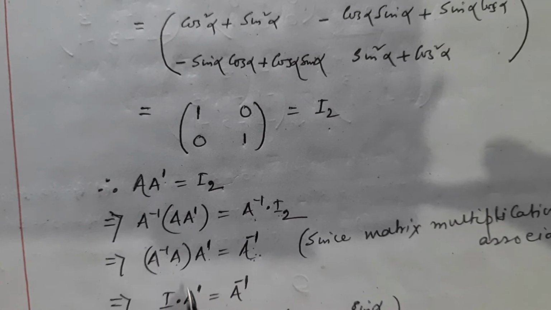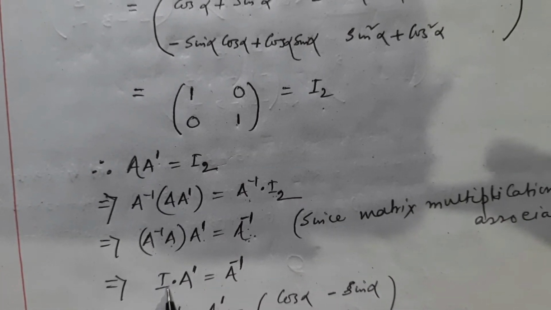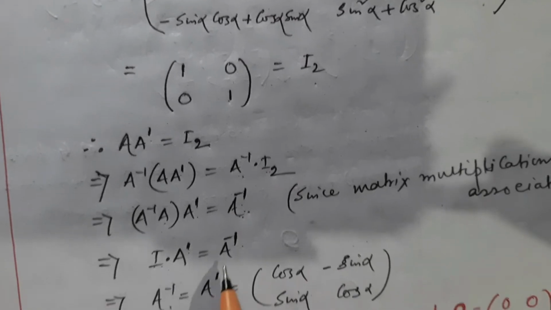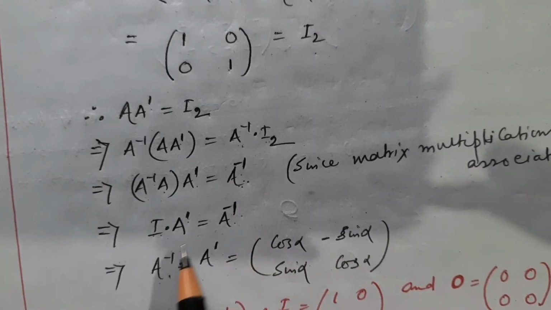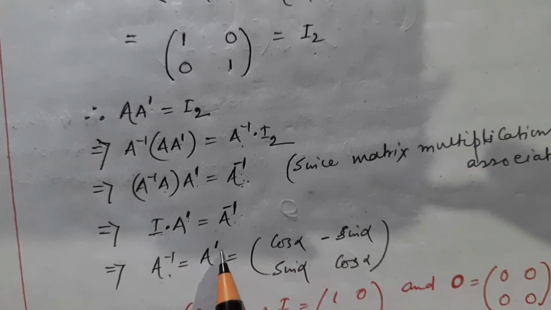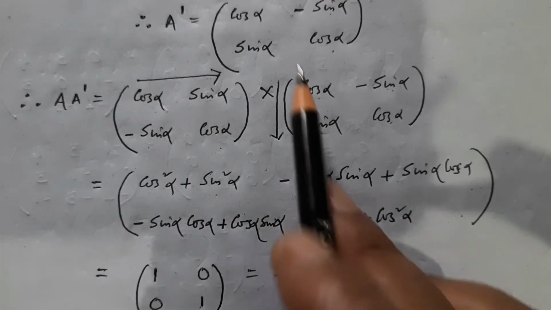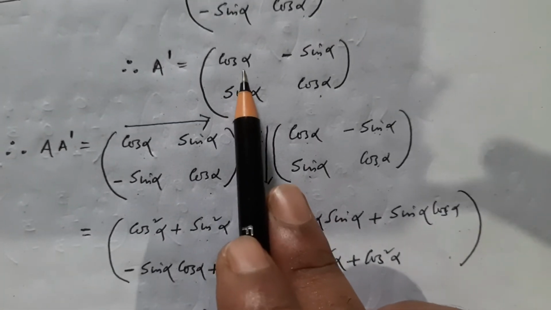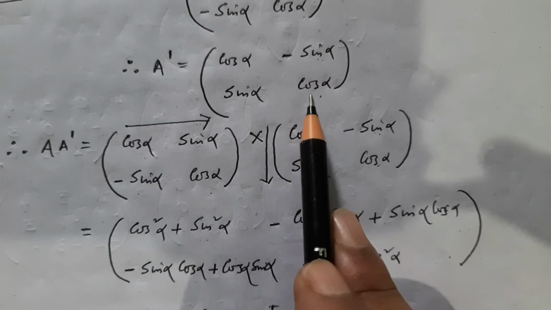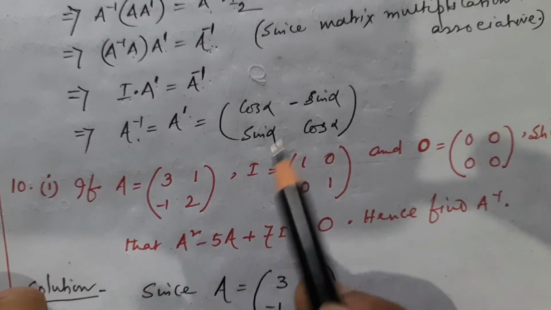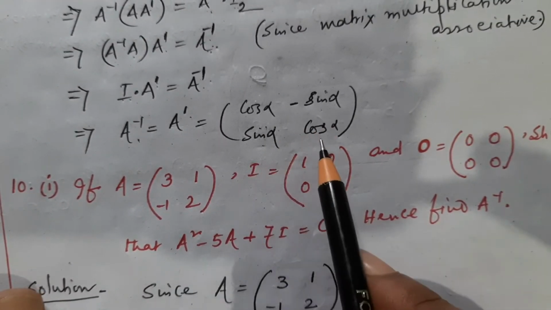A inverse into A that is equals to identity matrix, into A transpose that is equals to A inverse. Here A transpose is multiplied with identity matrix, so we get A transpose. Therefore we can say A inverse that is equals to A transpose. Here A transpose, already we evaluated A transpose, that is equals to [cos alpha, minus sin alpha; sin alpha, cos alpha], and we put this value [cos alpha, minus sin alpha; sin alpha, cos alpha].